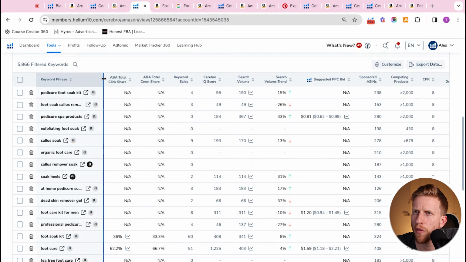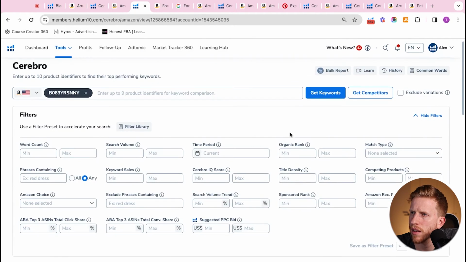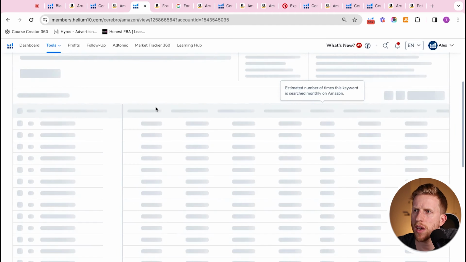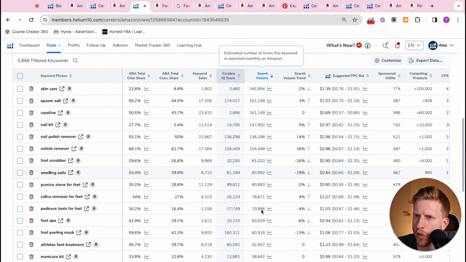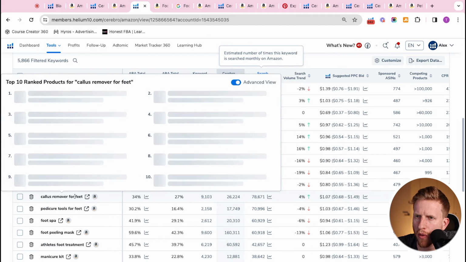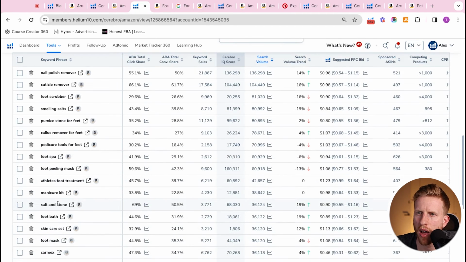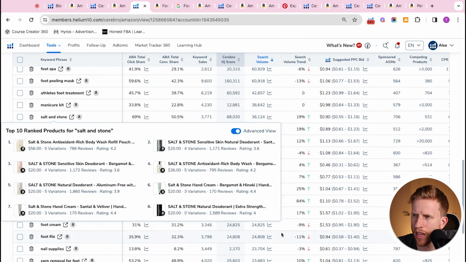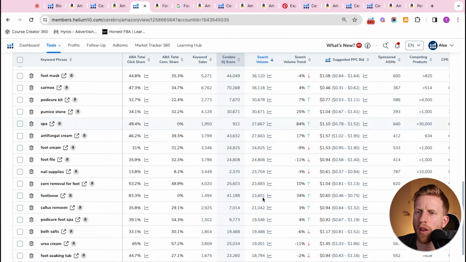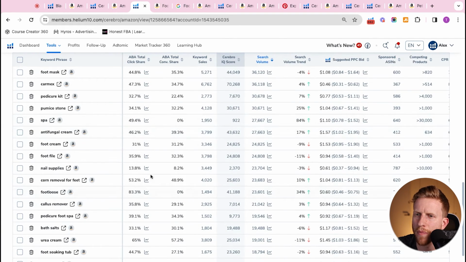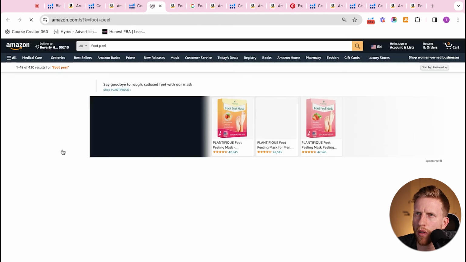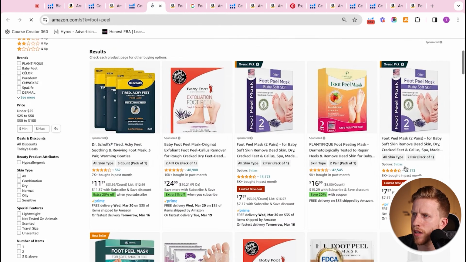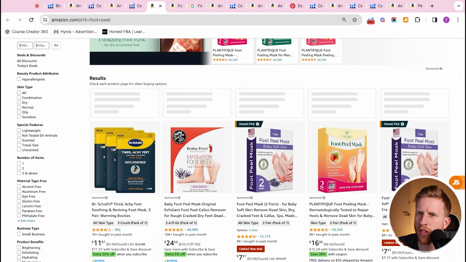So pedicure foot soak kit. Let's see what the search volume is saying for the top ones. So skincare, Epsom salt, Vaseline. Obviously, these are huge. Foot scrubber, smelling salts, callus remover for feet, foot bath, manicure kit. I mean, these are big niches, right? They are. But antifungal cream, nail care, foot peel. Let's have a look at foot peel. I want to look at that. Look at this. I mean, this is a big niche, right?